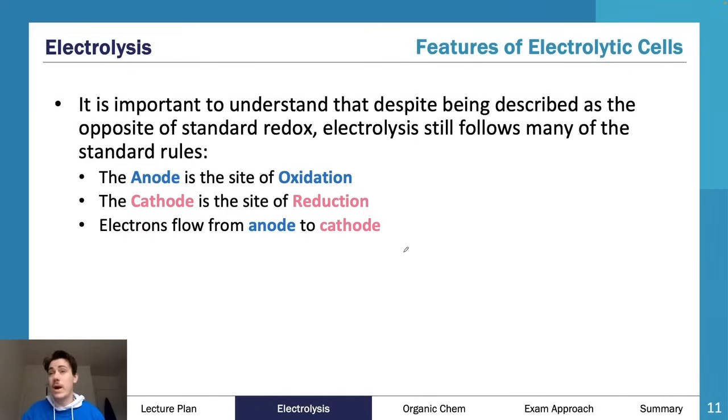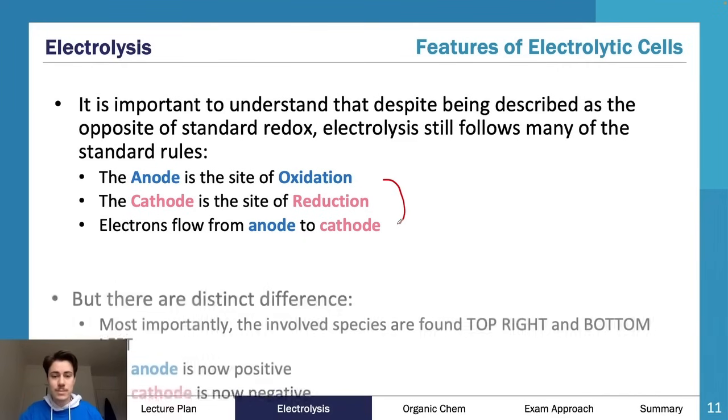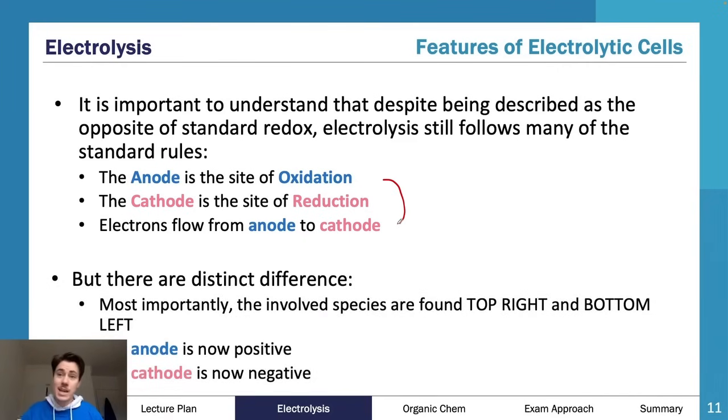The electrons still flow anode to cathode. None of this changes. This is all the same. What has changed is that the anode is now positive and the cathode is now negative.